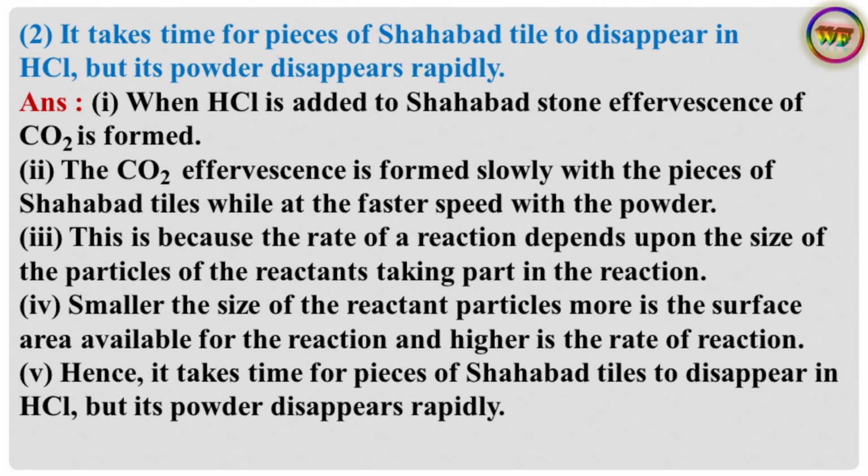This is because the rate of a reaction depends upon the size of the particles of the reactants taking part in the reaction. Point 4. The smaller the size of the reactant particles, the more is the surface area available for the reaction and higher is the rate of reaction. Point 5. Hence, it takes time for pieces of Shahabad tiles to disappear in HCl, but its powder disappears rapidly.